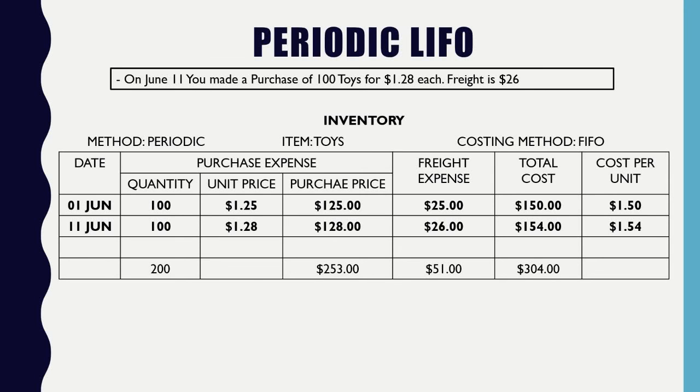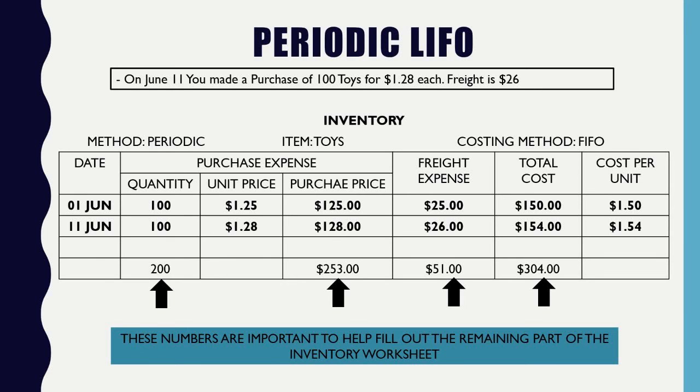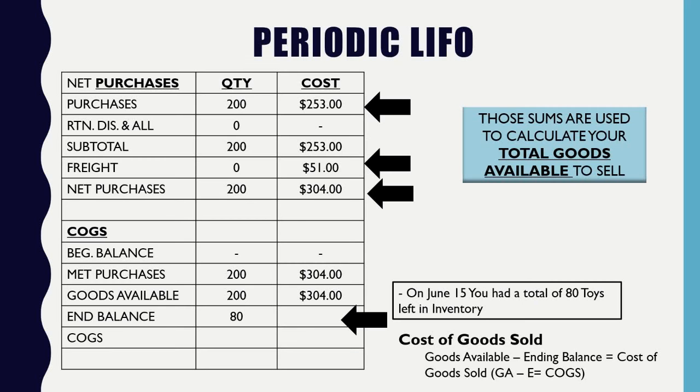There you go. So now we got to calculate the total at the bottom. So we have a total of 200 items purchased. Our total is 253 plus 51, which gives us 304. Okay. Now we take those four numbers, and what do we do with it? We go ahead and transfer them into our table down below. Now we have also recognized that we have 80 items available on June 15th, right? So we're closing out our books on June 15th.